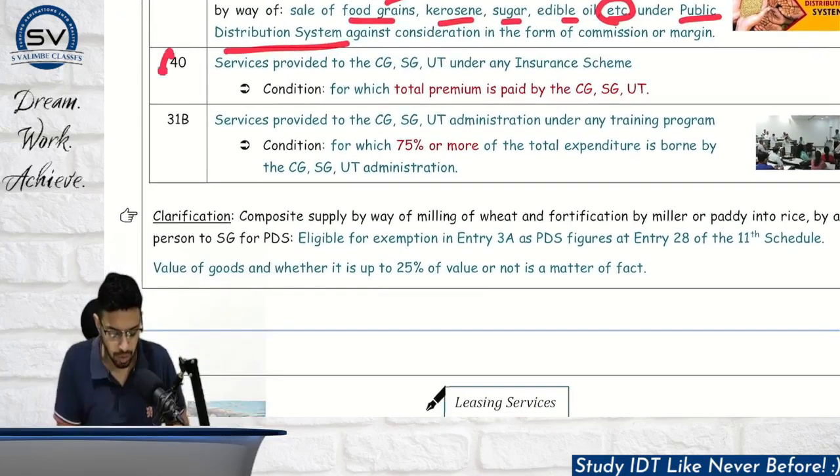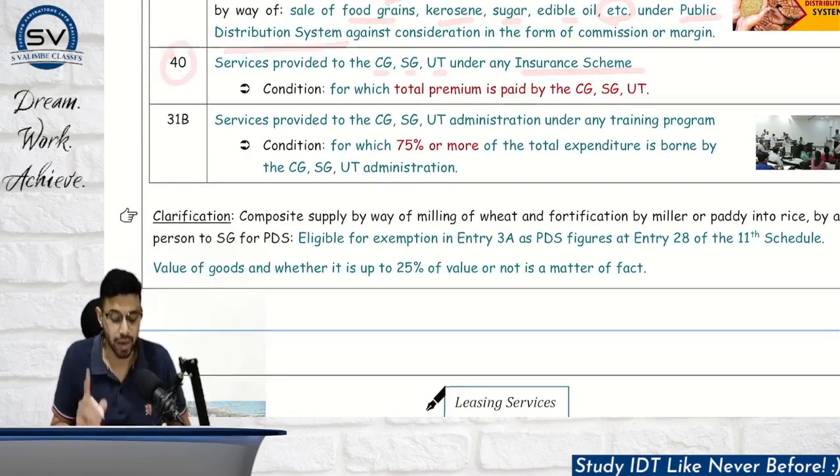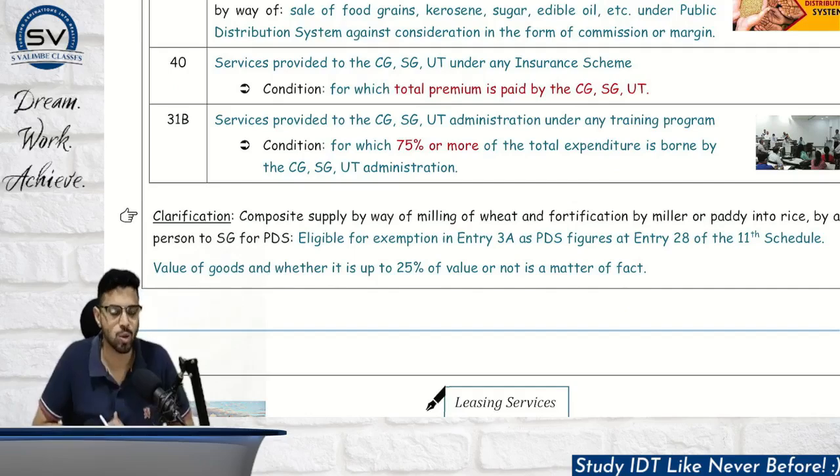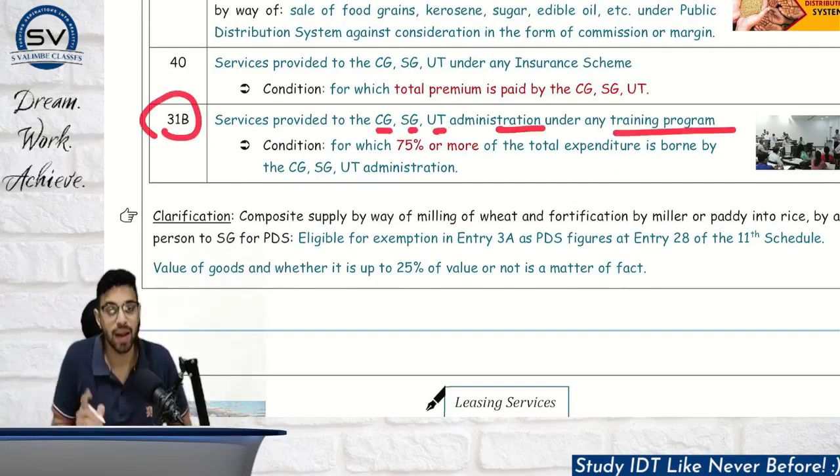Next, entry number 40 important. Services to central, state, UT under any insurance scheme. Condition: entire premium is paid by the government. This we talked about in an earlier case also, that if 100% premium is paid by the government, it is exempt from GST. Next, services to central, state, UT administration under any training program.